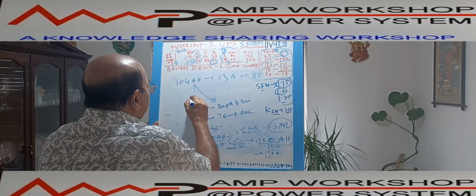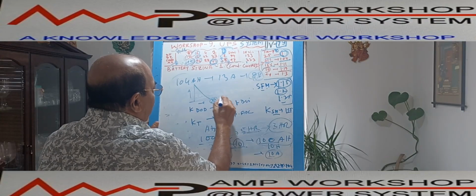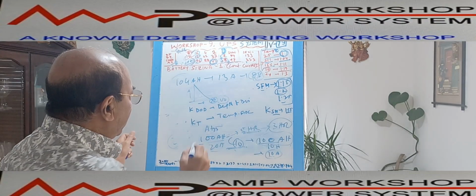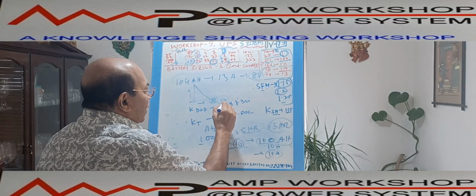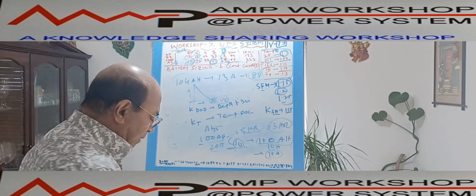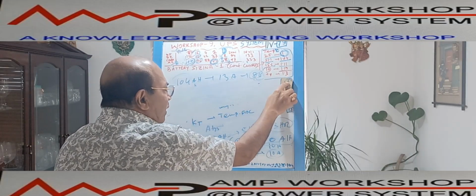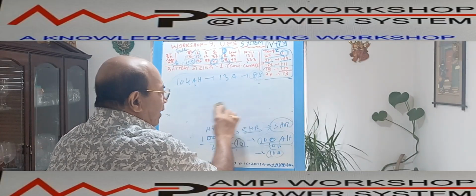This is the voltage, this is the time. After the full discharge of 8 hours, the battery voltage becomes 0, right? The end voltage becomes 0. But we have said already that if the end voltage becomes 0, that battery will not work for us, because I have to supply the voltage required by the inverter.